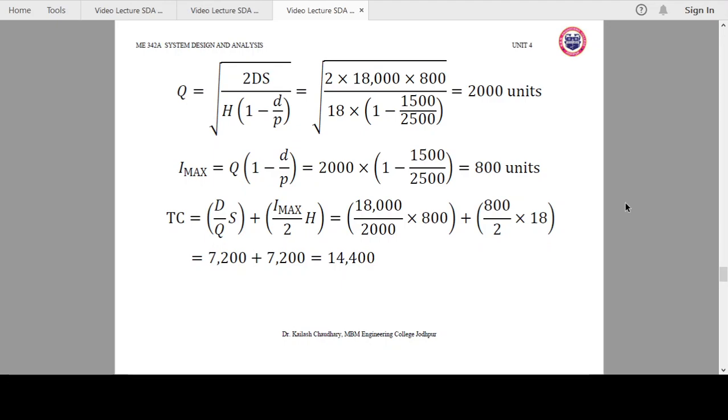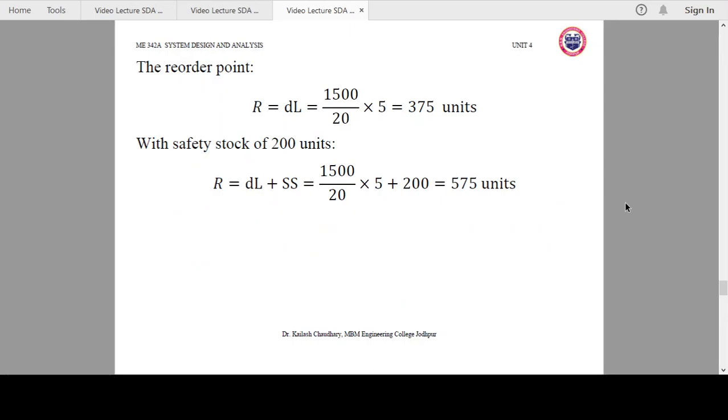Similarly, if you are having various options, suppose you have 2-3 options with you and you need to decide which product you need to produce. According to the data available, you just calculate the total cost for each and every product and then decide which product will cost you less. So this is how you can decide on which product you need to produce. Here in this case the reorder point is R equals DL, and considering the safety stock you can easily calculate the reorder point where you want to continue your production quantity.